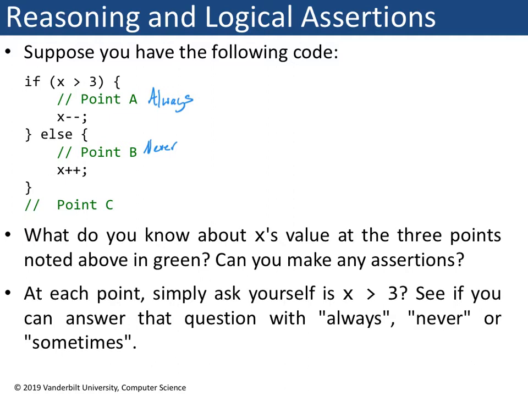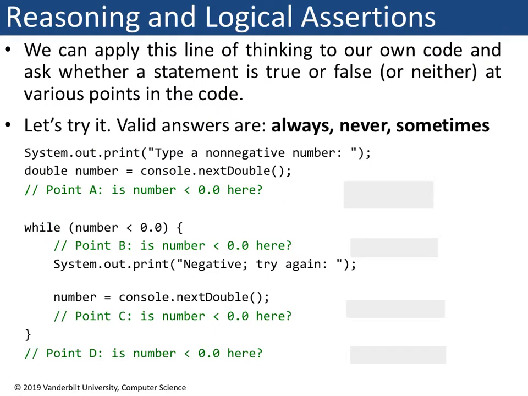However, if x was 5, then we would decrement x, and then when we get to point C, x is 4, in which case x is greater than 3. So in this case, we would have to say sometimes. This is a helpful line of thinking to apply to code, to ask yourself, what can we say for certain about a specific point in the program? What do we know if we are here?